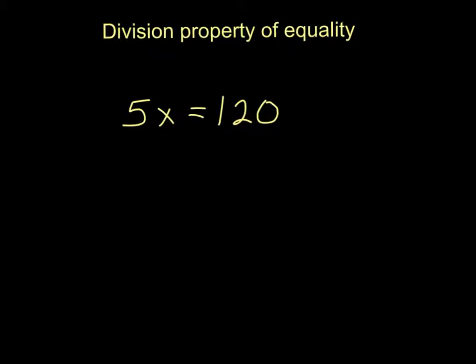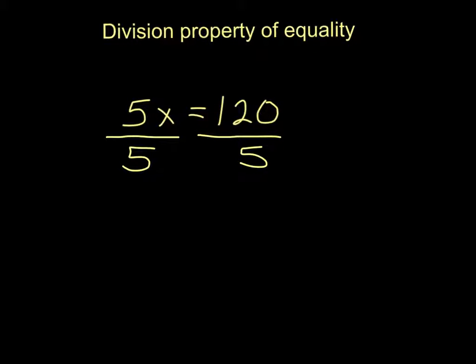So in this case we can see we have 5x, 5 times some number equals 120. Now I want to get this x by itself. So I'm going to do the opposite of what I see. So this is 5 times x. So in order to get rid of it, I'm going to divide it by 5. Okay? Now if I do it to one side, I have to do it to the other side.